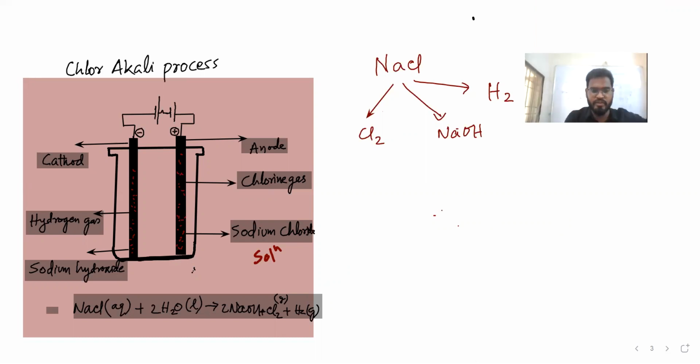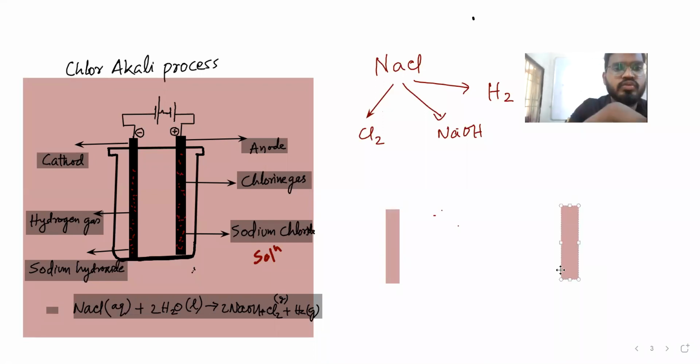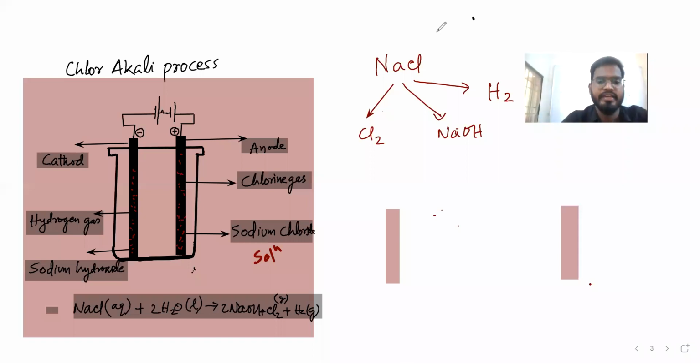We put a cathode, we put an anode, and then if you pass electricity, then obviously NaCl will break into Cl and Na. Chlorine and sodium will form. Now think about that. If two things are there, one is cathode, one is anode. Guys, cathode is what here? Negative. Anode is what here? Positive, right?